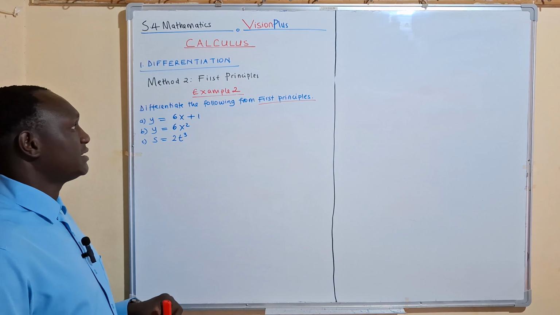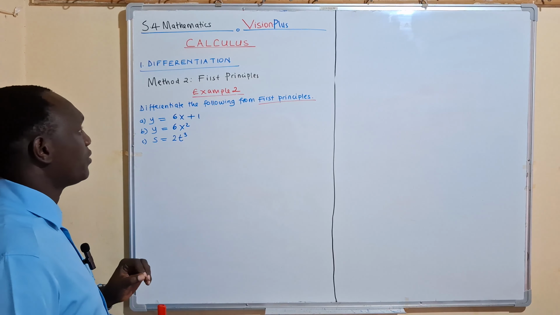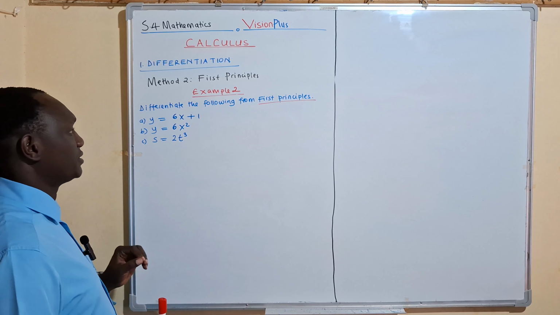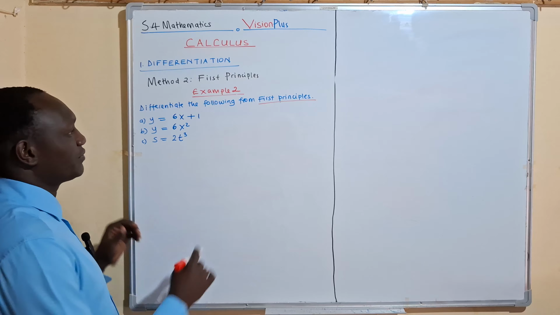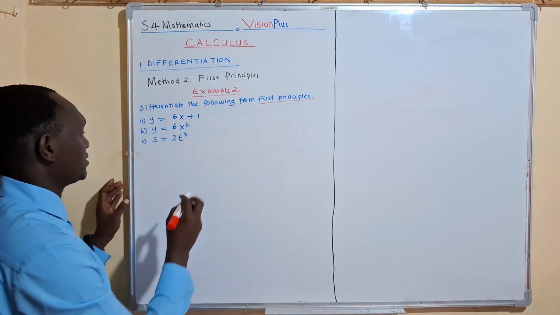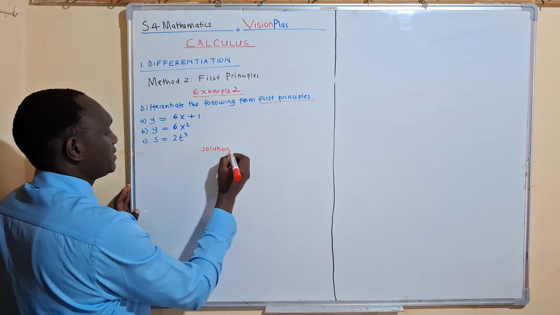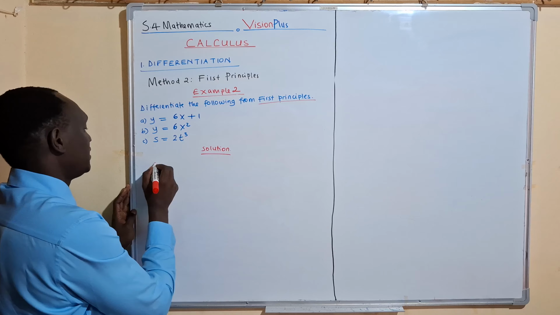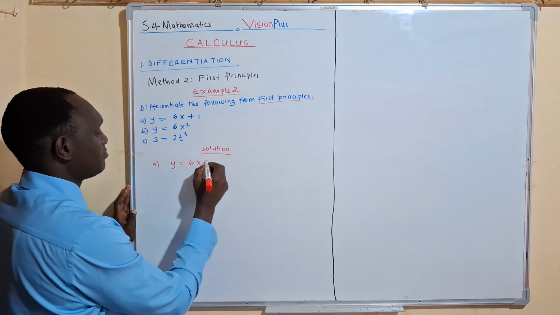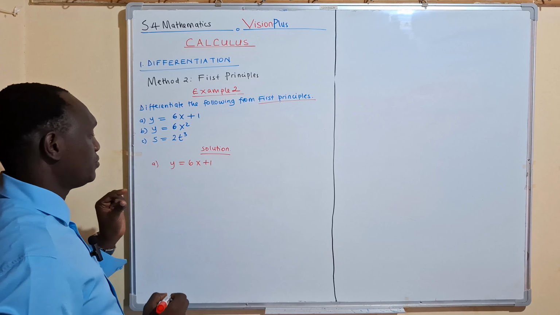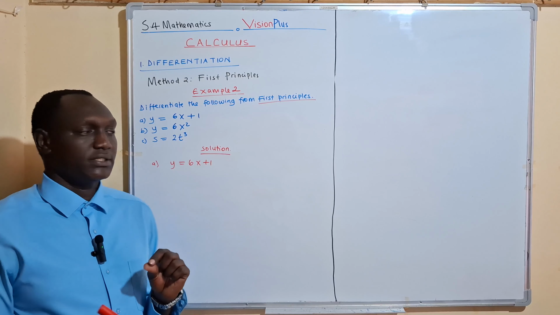We are looking at differentiation and we are using method 2 that we are calling the first principles. So example 2 says differentiate the following from first principles. So the solution is for part A, where we are given a function y equals 6x plus 1. We need to differentiate this function from first principles.